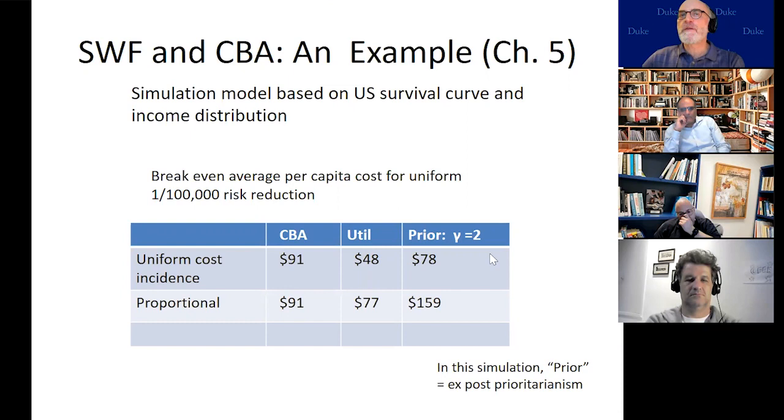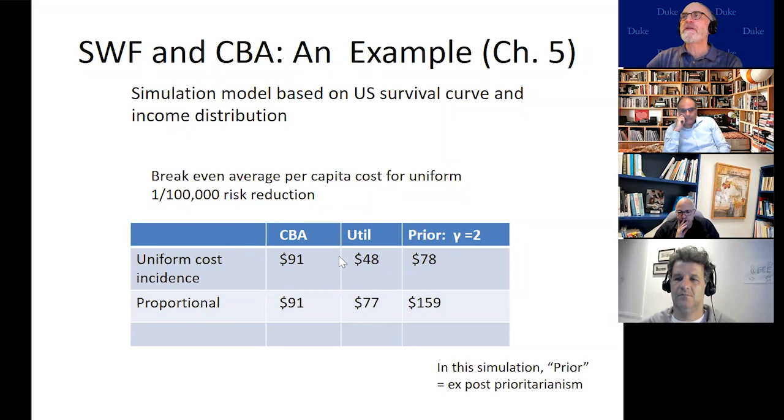uniform cost incidence. The other thing to note is that CBA is insensitive, and this is well known, CBA is insensitive to the distribution of costs, right? For CBA, a dollar is a dollar is a dollar, whatever the unit of currency. So it doesn't matter who bears that. If you have a fixed amount of cost and you shift that from the poor to the rich or the rich to the poor, that's not going to change total cost. And so CBA is not going to care either way. And that's what you're seeing here.